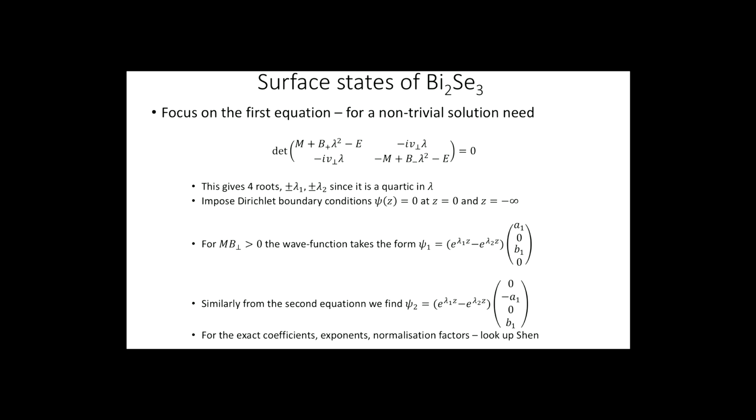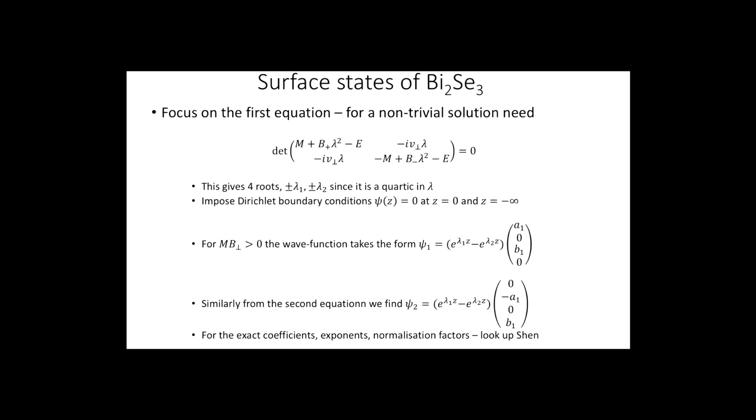However, two of the solutions are going to be exponentially increasing, so obviously we throw them away. We want to impose the condition that the wave function vanishes at the interface, and it also vanishes as you go infinitely far away from the interface. So you get localization at the interface. And then the wave function simply takes the form, once you work out your solution explicitly, e to the lambda 1z, e to the minus lambda 2z, times this wave vector. It's exactly the same thing for the second solution.